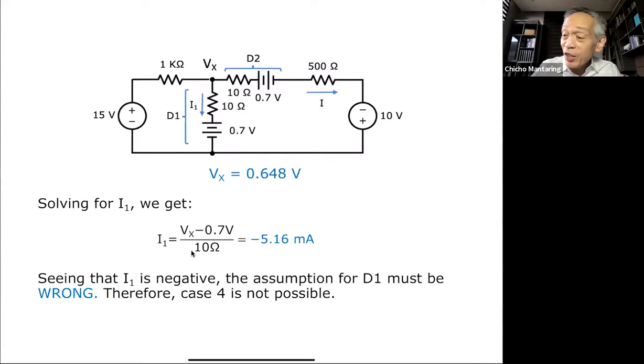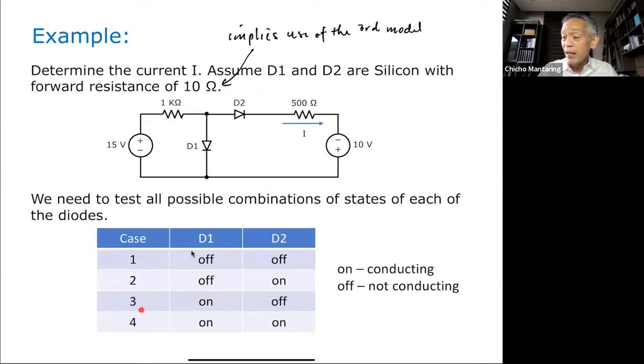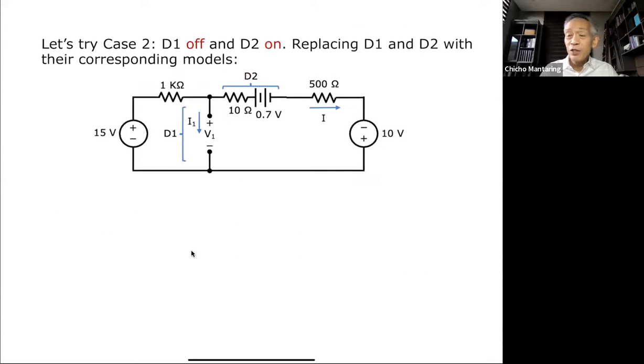Since I already showed that my assumption for D1 is wrong, I don't have to proceed further. I don't even have to compute for this current anymore. Alam ko na kaagad na yung case 4 hindi pwede. Yung case 4 natin, itong case na to hindi pwede. Okay. So what will I do? I have to try another combination.